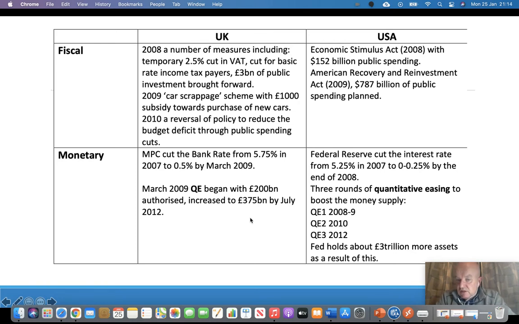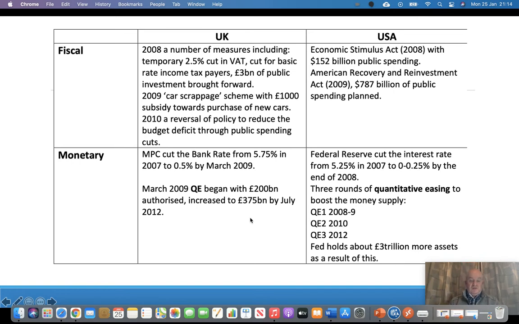In the US, there was a $152 billion public spending spree, which was called the Economic Stimulus Act, and also significant amounts of money invested in 2009, $787 billion in public spending planned to try to help both the US, well, specifically the US in this instance, and certainly other countries that have been affected by the global financial crisis, to try to stimulate economic growth again.